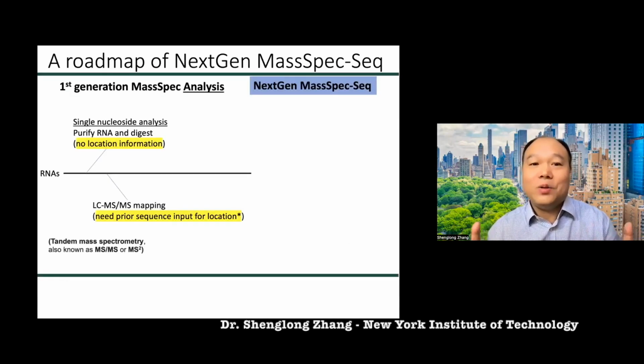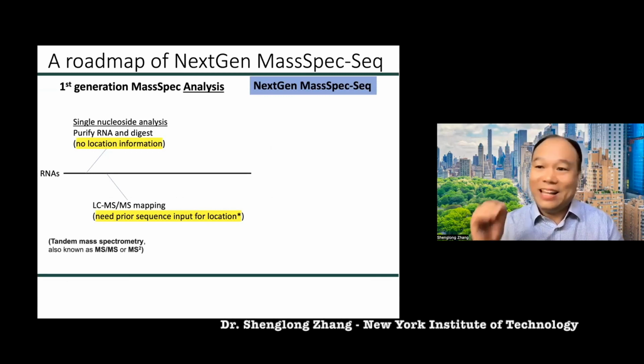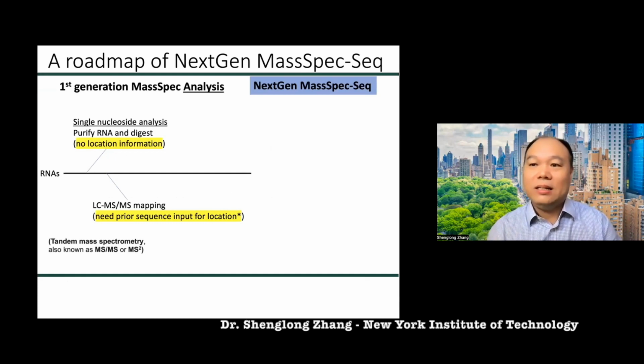In fact, the conventional mass spectrometry even has difficulty sequencing RNA. We know tandem mass spectrometry, also known as MS1, MS2, coupled with LC, is considered the gold standard for RNA modification analysis. To use those methods, typically we have to purify the RNA and digest it into single nucleosides. But they can't provide the location information, or they need a lot of extra methods to provide this sequence information.